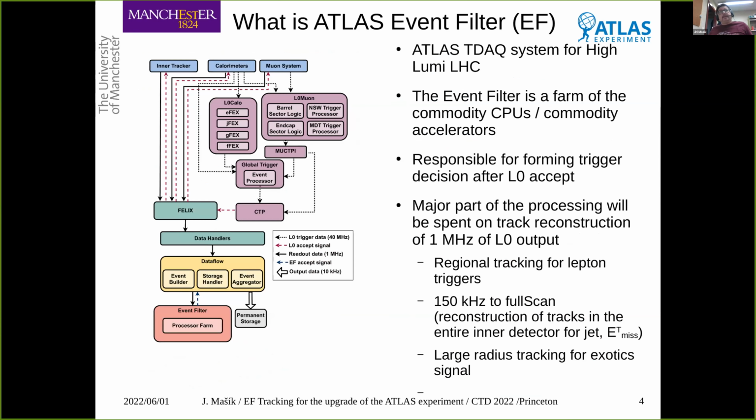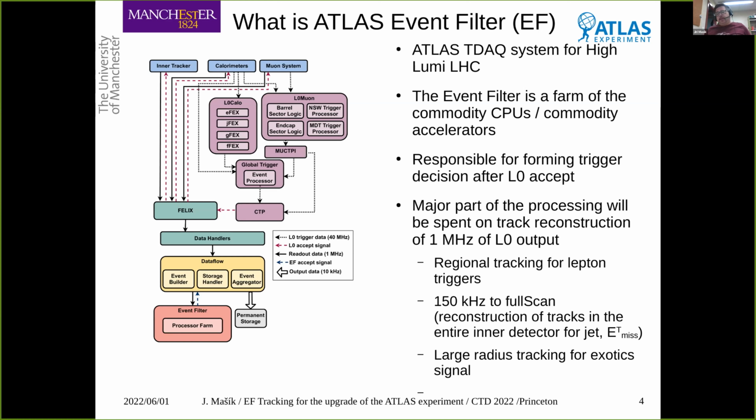So what is the ATLAS event filter? You can see a diagram of the upgraded TDAQ on the left hand side, and the event filter is the box at the bottom. It's a processor farm which is responsible for forming the trigger decision after the event has been accepted by the Level-0 accept. We will process about 1 megahertz of Level-0 output, and out of the 1 megahertz we can select about 10 kilohertz of events for storage.